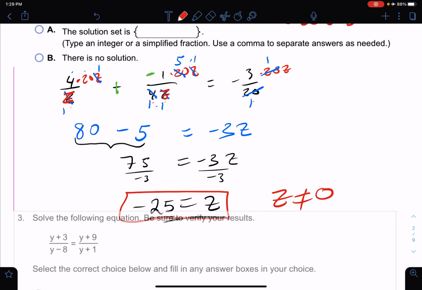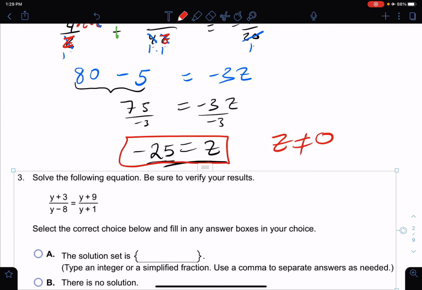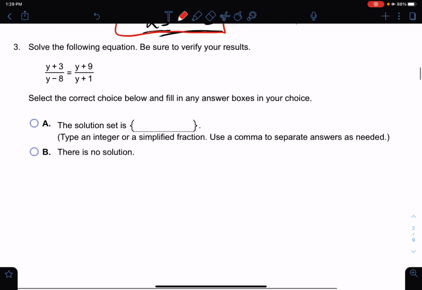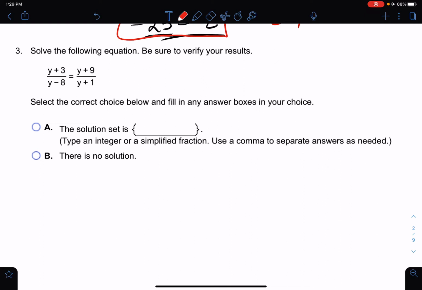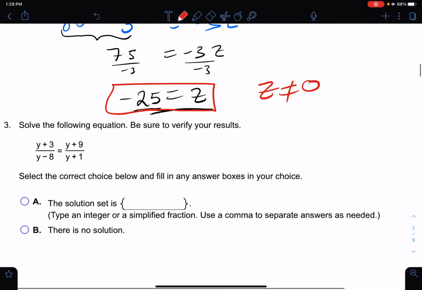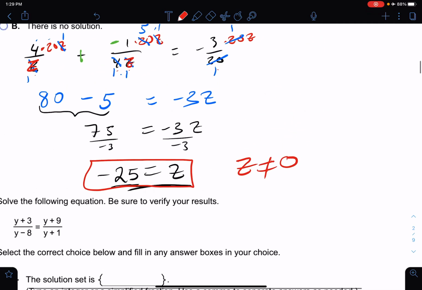Whoops, what just happened? That just moved on me. Let's go to the next problem. The next problem says to solve the following equation. Be sure to verify your results. So once again, they did say to verify it, so you probably should check it.